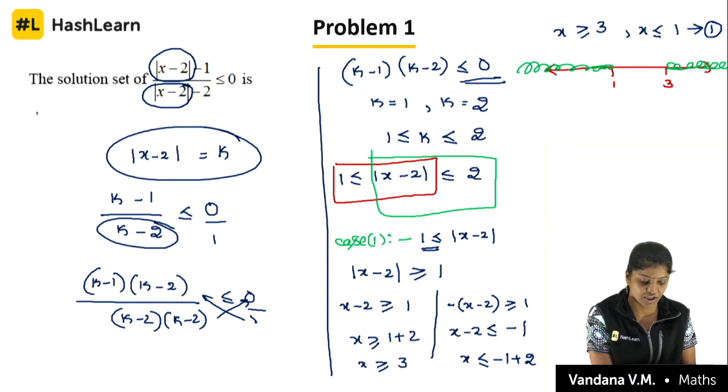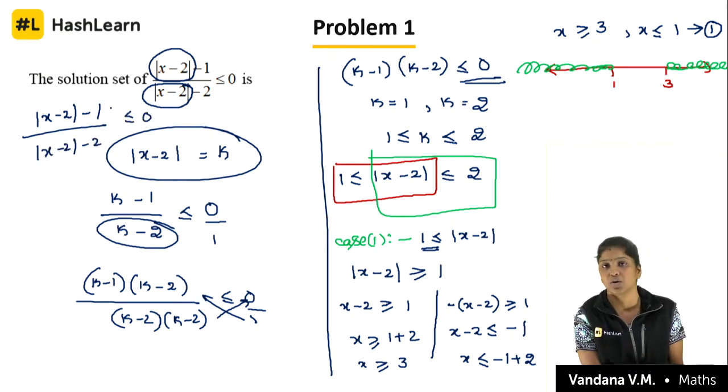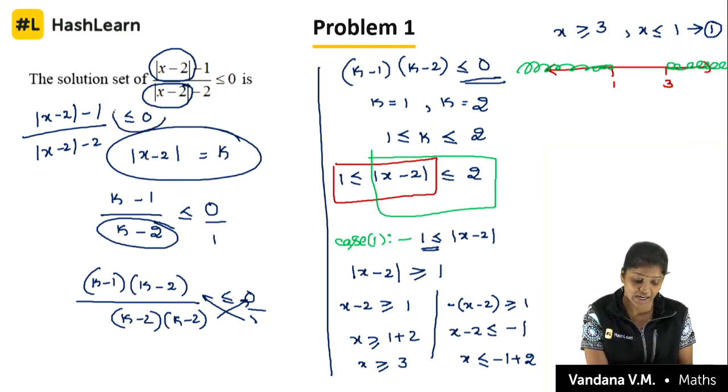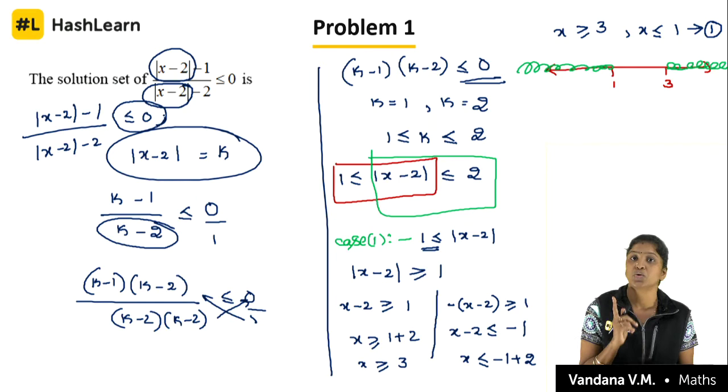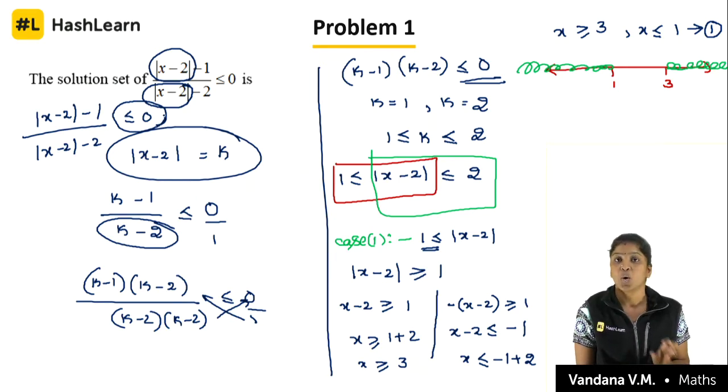What is your question? Your question is modulus of x minus 2 minus 1 by modulus of x minus 2 minus 2 is less than or equal to 0 or not. It has to satisfy less than or equal to 0. So you should get a negative number while you are substituting that value. That is the shortcut way of finding the solution set at JEE Mains level.